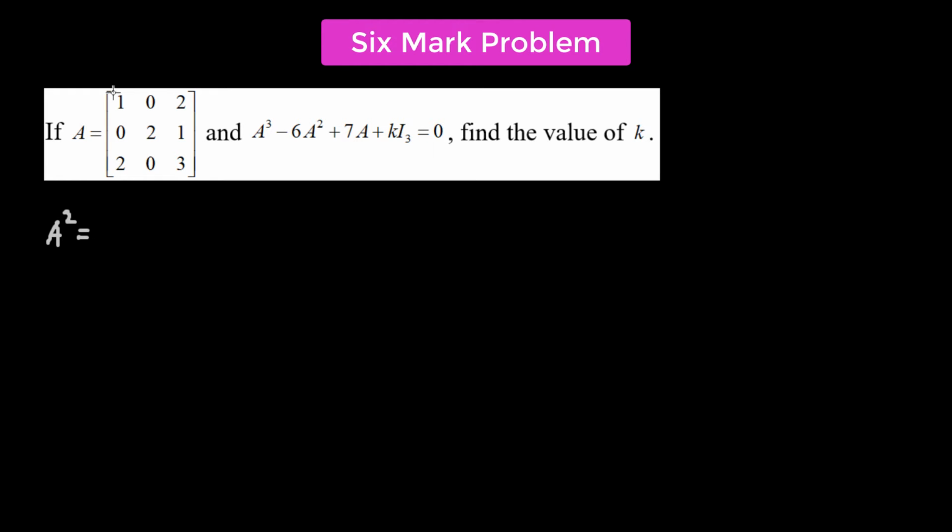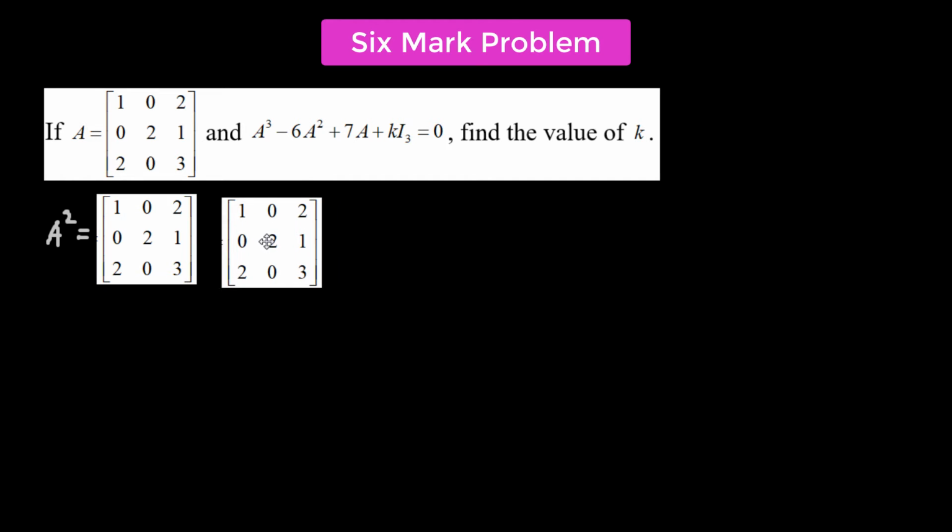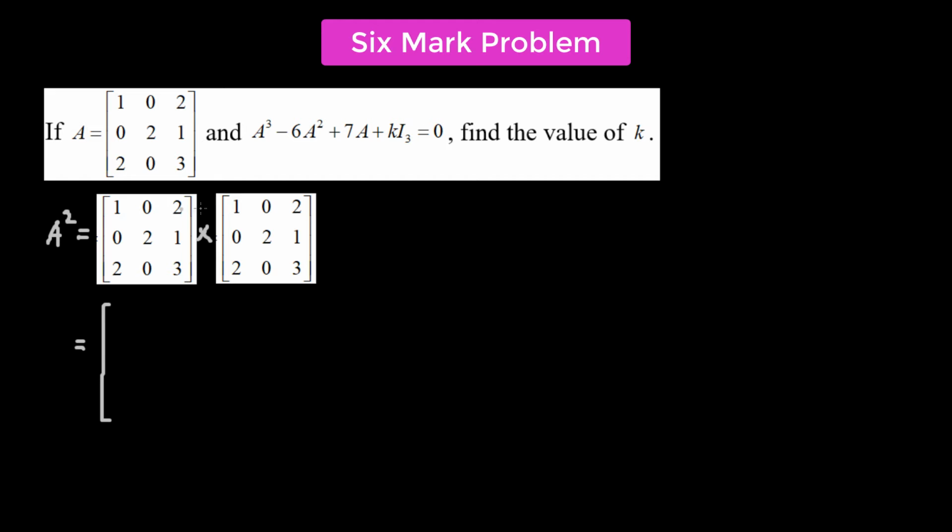So let's take the matrix A and then multiply it by itself. So this is a matrix. This should give us 1 times 1 is 1 plus 0 plus 4. What I have done is take the elements of the first row of the first matrix and multiply them with the elements of the first column of the second matrix. So we'll follow this method for all of them.